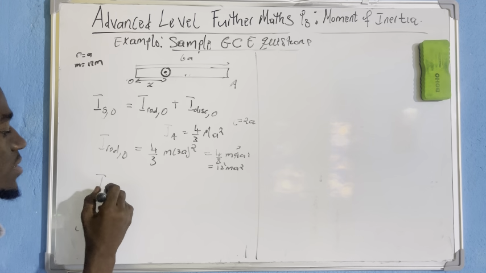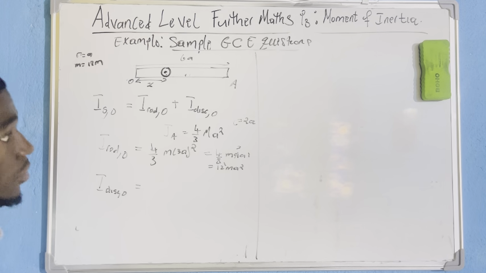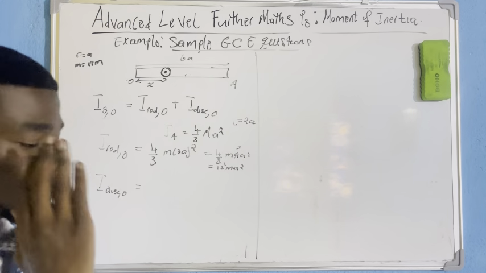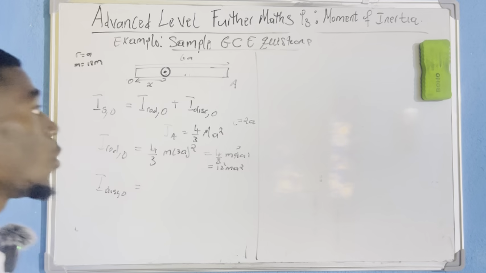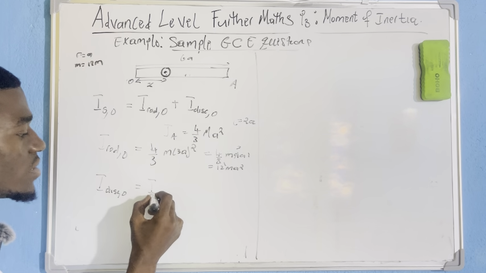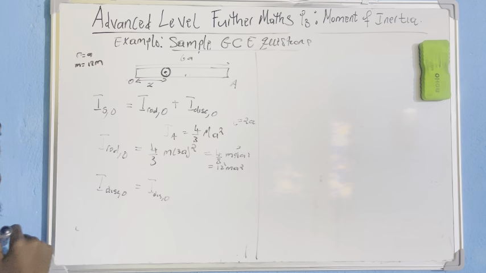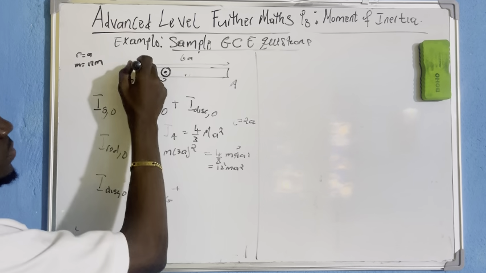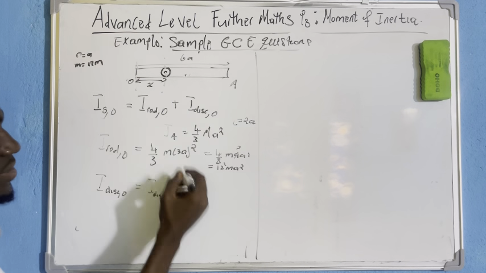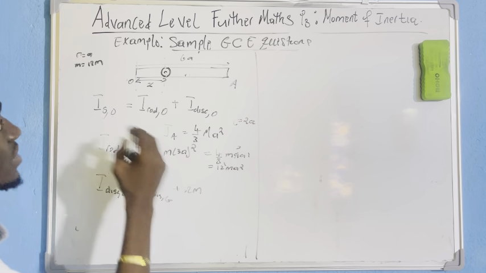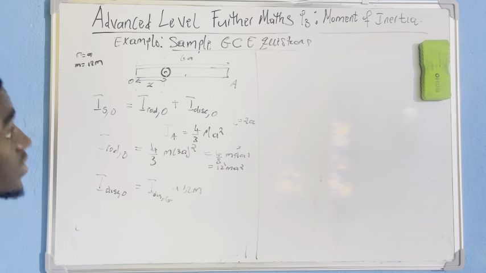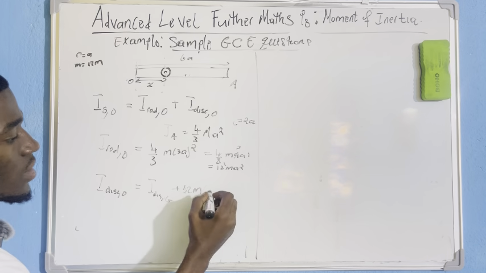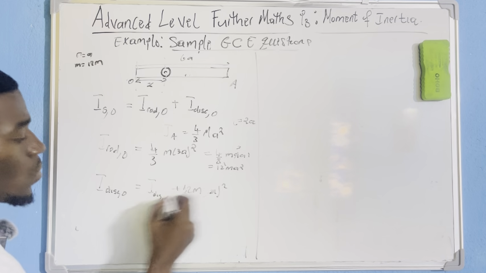Then the moment of inertia of the disc about the axis O will be what? I will use the parallel axis theorem. Why am I saying that? Because first of all, calculate the moment of inertia of the disc about its center G, plus the mass, which is 12m, the mass of the disc, times the distance separating the two parallel axes, which is x. This is it. Which is x squared.